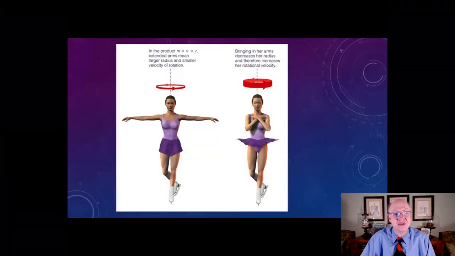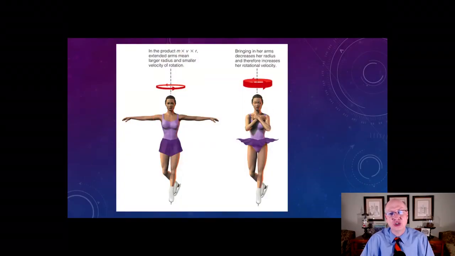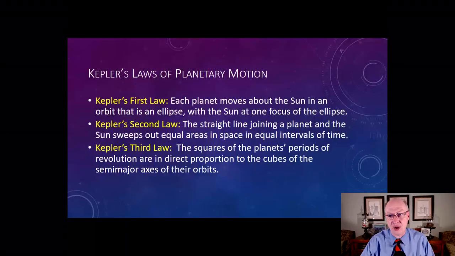So how do we do it in conservation of angular momentum? Well, the angular momentum, that L, is the product of mass times velocity times radius. So as she brings her arms in and reduces her radius, her angular speed, her rotational velocity has to speed up to compensate. So that is Kepler's second law. What this means is that in orbital motion, as the Earth orbits the sun, when we are closest to the sun, we're moving faster than when we are farthest from the sun. When Halley's Comet is closest to the sun, it's moving fastest, and when it's farthest, it's moving slowest. So that is Kepler's second law.